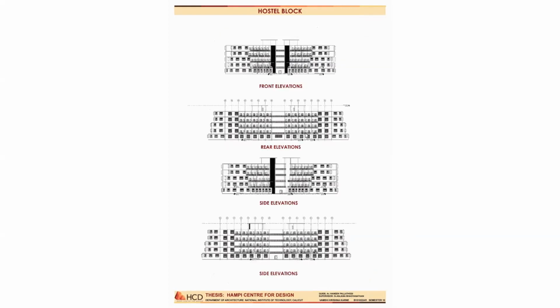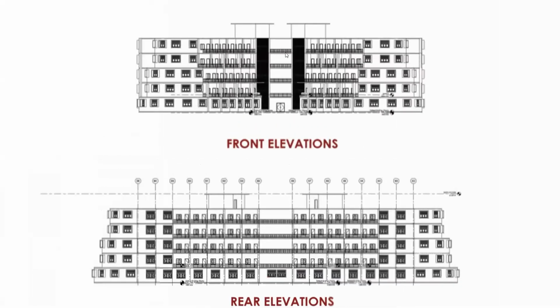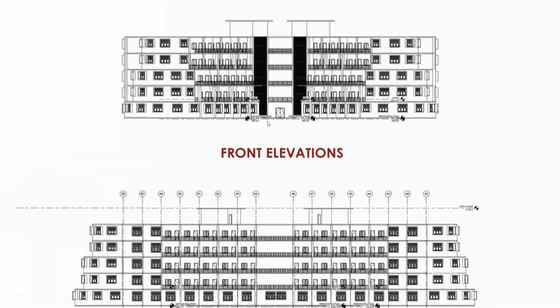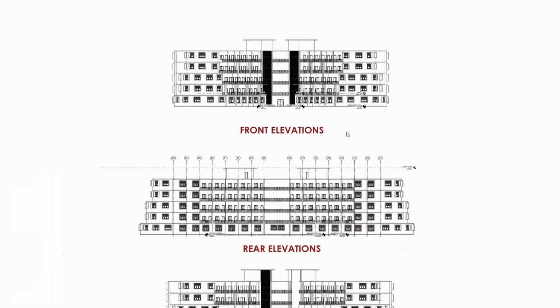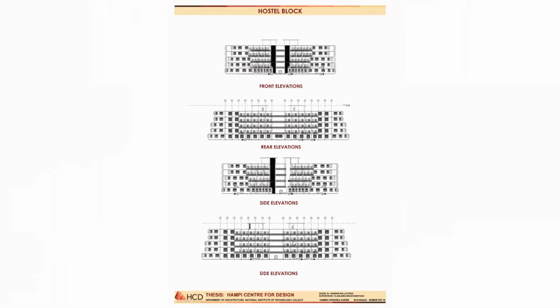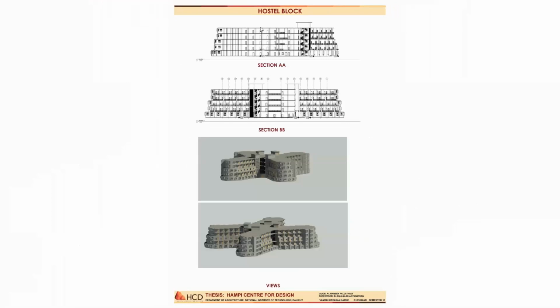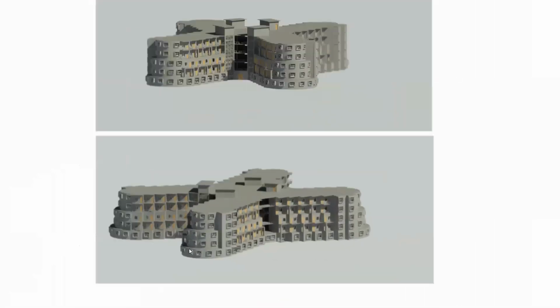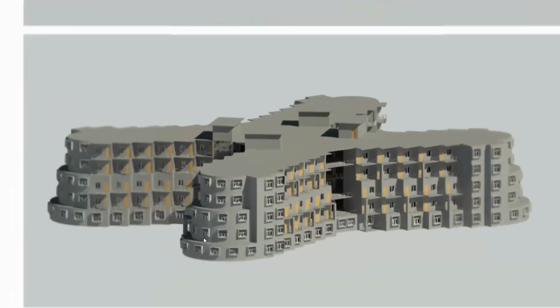These are the elevations here. We can clearly see these jalis provided for good air movement into the building. And this is the main front elevation, and this is the back elevation, and the sides. And here are the sections provided. Here we can see the view in which we can clearly understand how these rooms, one above the other, are spaced.